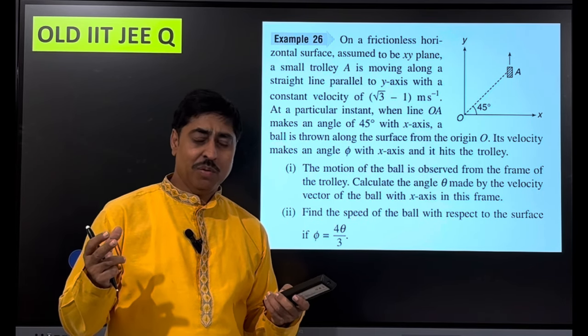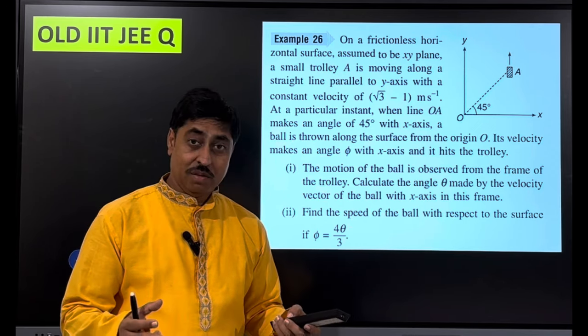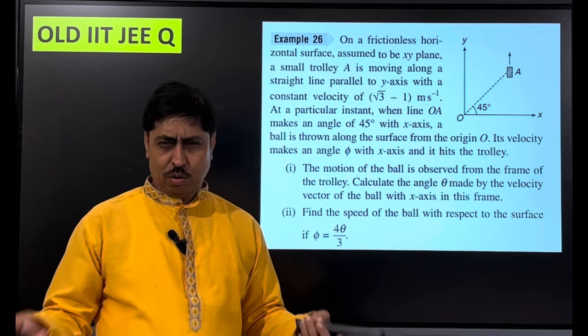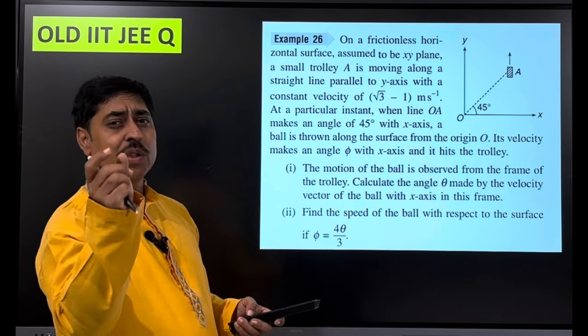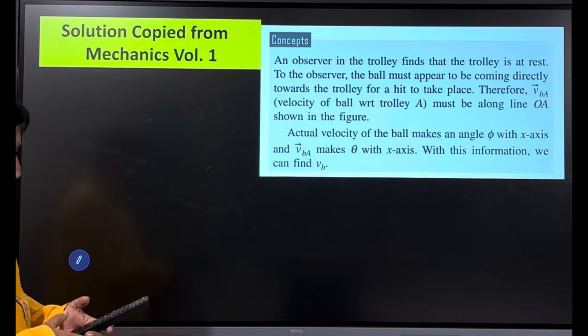But do you feel that speed? No. We always find that the earth is at rest, everything around us is also at rest. So somebody who is located on a trolley will not see the trolley to be moving. Okay, let us go to the solution given in the book.